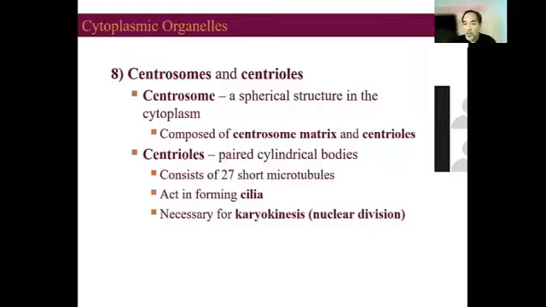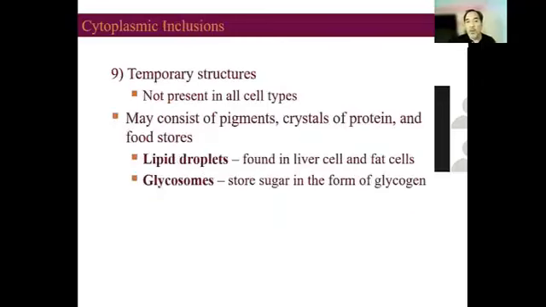And some other components. These are centrosomes and centrioles. Generally, they're the ones used for mitosis or what we call cell reproduction. Okay, and those are some of the cytoplasmic organelles. Now, there's another one called cytoplasmic inclusions. So these are temporary structures, but they're not present in all cell types. The main thing about them is they store substances such as lipid droplets in fat tissues, okay, or glycosomes. They're the stored form of sugar called glycogen. So those are what we call cytoplasmic inclusions.